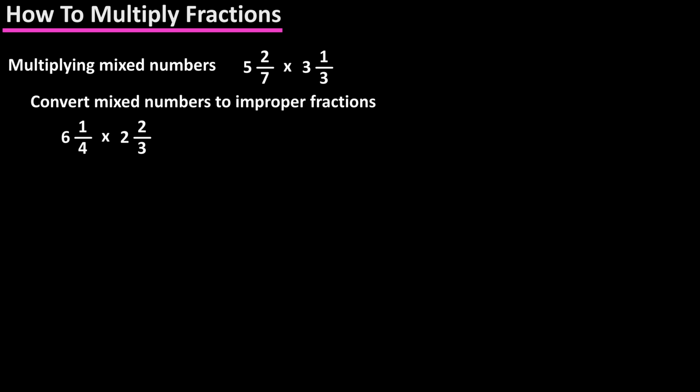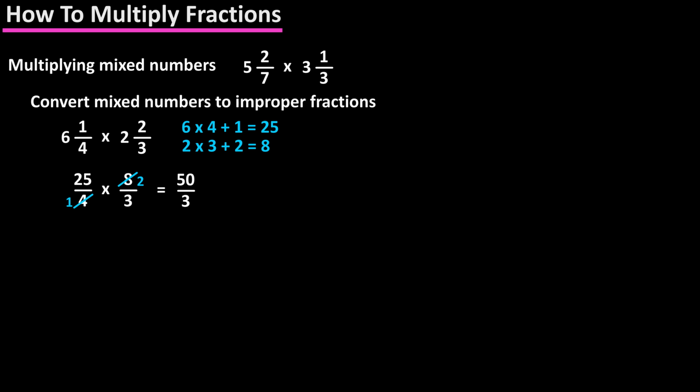We first convert them to improper fractions, so multiplying the whole number in the mixed number by the denominator in the mixed number, and then add that to the numerator, which I've written out on the screen, and we get 25 over 4 times 8 over 3. We can use cancellation, and the 4 becomes 1, and the 8 becomes 2. Multiplying out, 25 times 2 is 50, and 1 times 3 is 3.